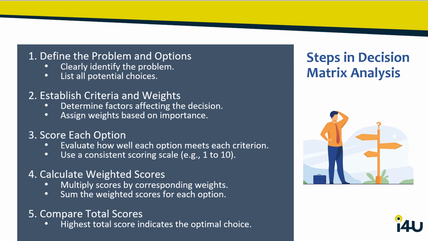3. Score each option. Evaluate how well each option meets each criterion. Use a consistent scoring scale, e.g., 1 to 10. 4. Calculate weighted scores. Multiply scores by corresponding weights. Sum the weighted scores for each option. 5. Compare total scores. Highest total score indicates the optimal choice.